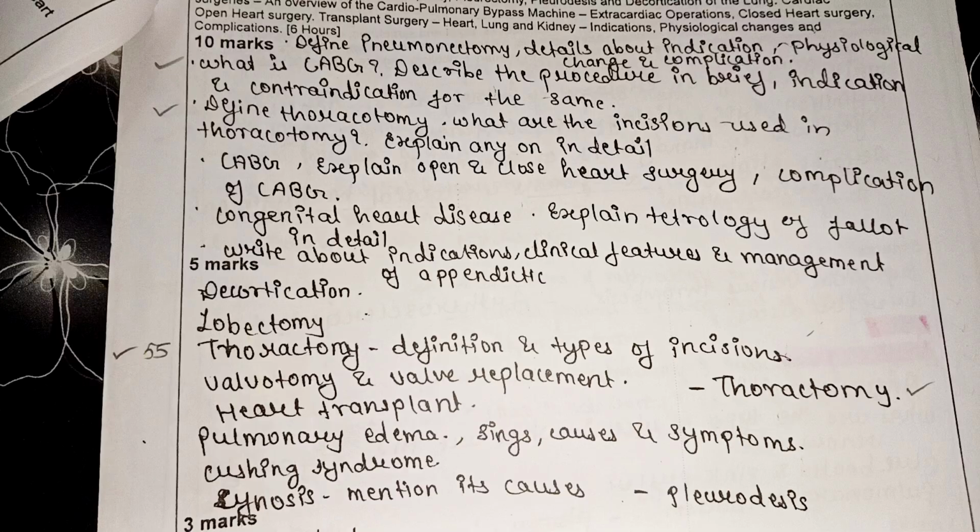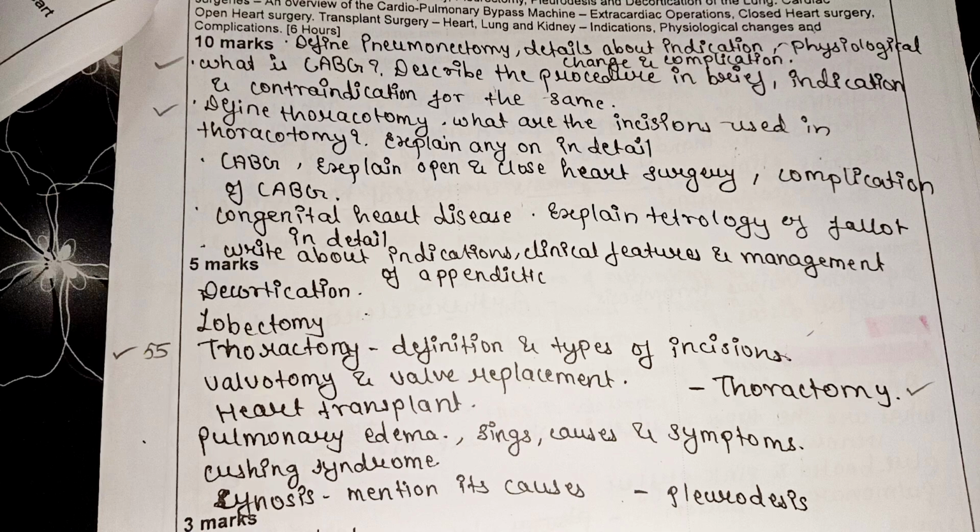Now coming to the important 5 marks. Decortication, lobectomy, thoracotomy, its definition, types of incision. Valvotomy and valve replacement. Thoracotomy, repeated again. Heart transplant, pulmonary edema, signs, causes and symptoms. Cushing syndrome, cyanosis and mention its causes.